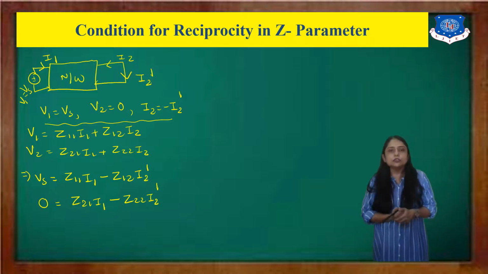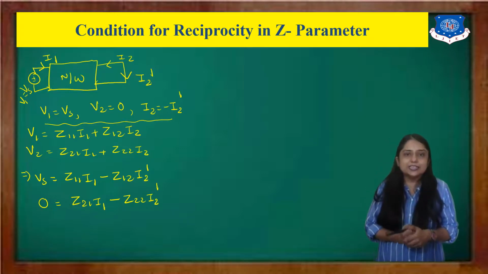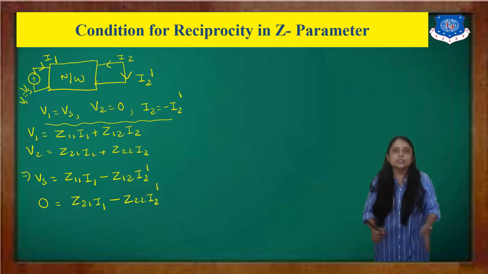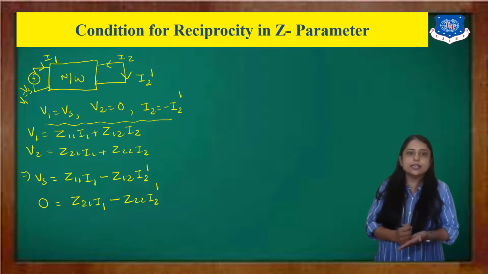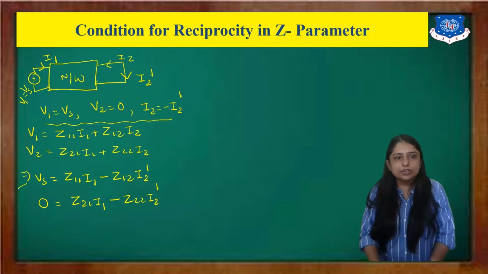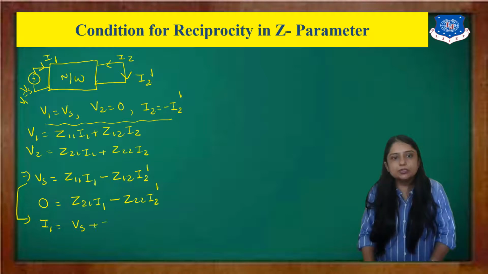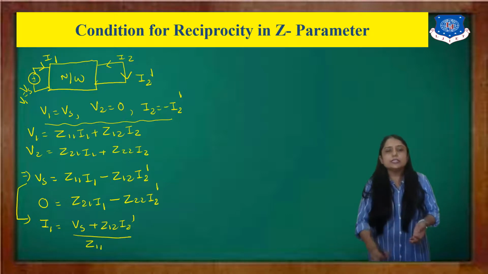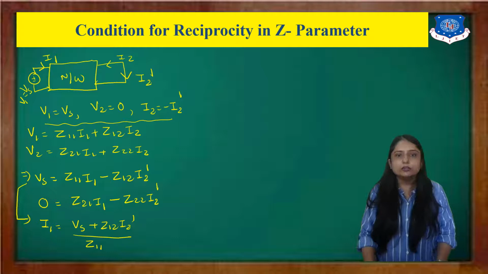I want to find out the value of I2 dash, but in terms of Vs and Z. I don't want any other term, just Vs and Z. So I'll find the value of I1 from this equation. The value of I1 will become Vs plus Z12 into I2 dash upon Z11. Now we can substitute this value here.